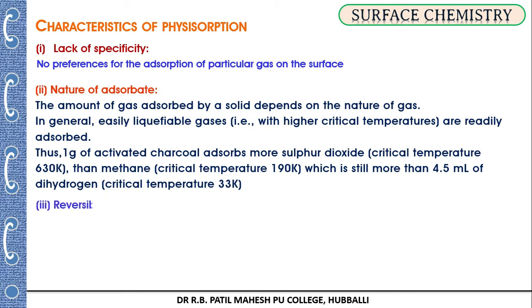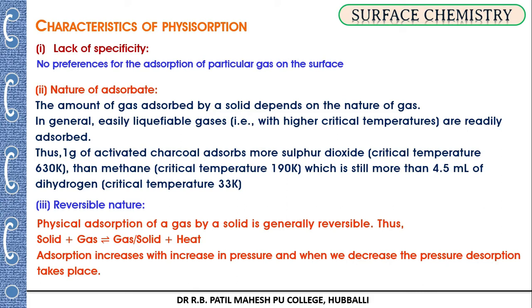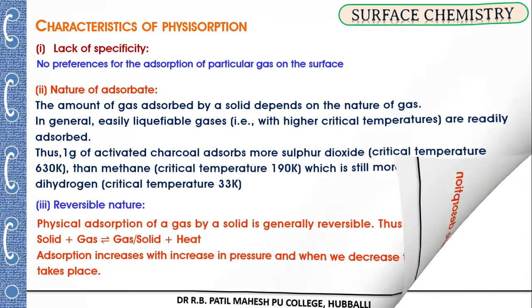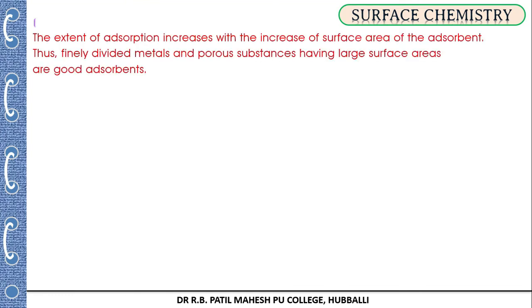Reversibility. Physical adsorption is found to be reversible in nature. The adsorption solid plus gas can be reversed by decreasing the pressure. Surface area of adsorbent. Physical adsorption or even chemical adsorption also increases with increase in the surface area. Finally, divided metals or porous substances having large surface areas are found to be very good adsorbents.